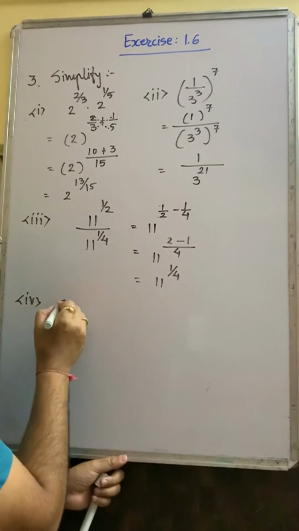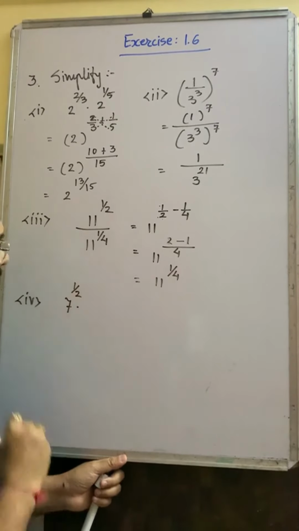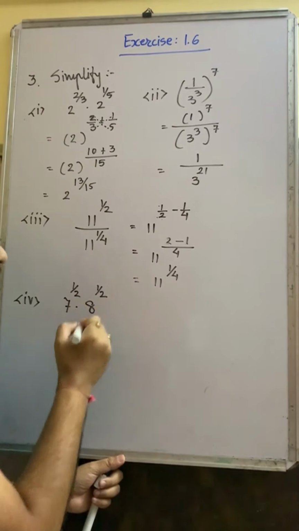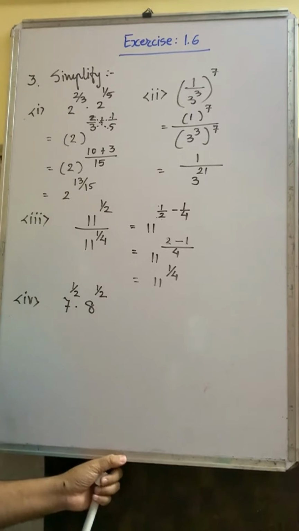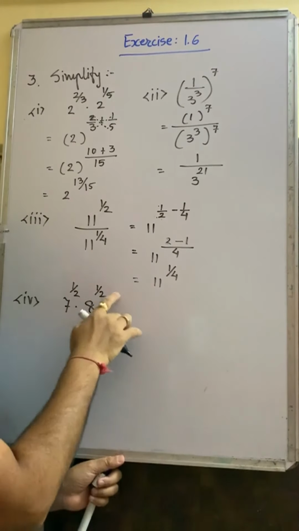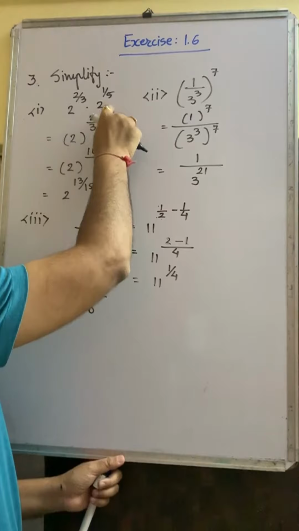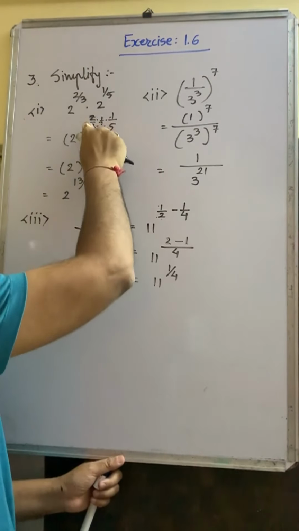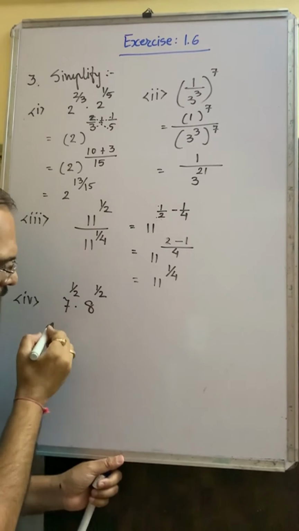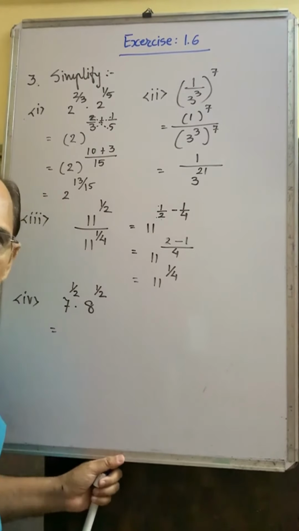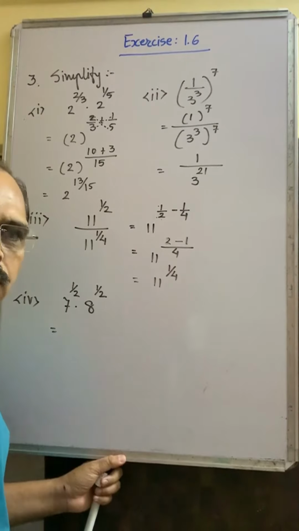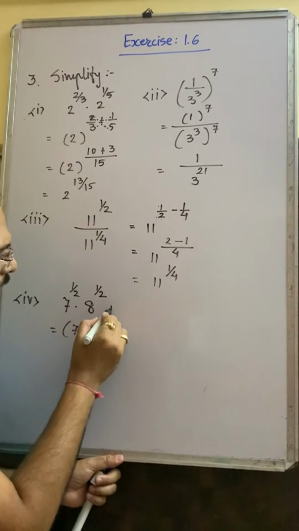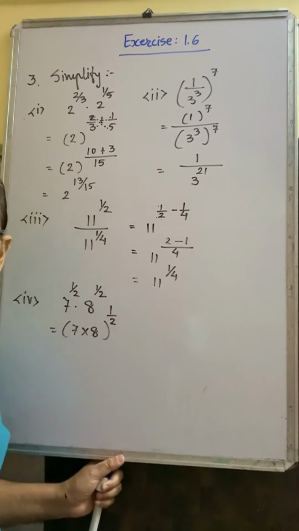7 raised to 1 upon 2 into 8 raised to 1 upon 2. See the style. Bases are different, 7 and 8, but powers are same. Earlier bases were same, powers were different. If bases are same and in between is multiplication, we add the power. Here the power is common, so I can write 1 upon 2 power for both the terms 7 and 8. So I can write 7 into 8 the whole raised to 1 upon 2. Is it okay?